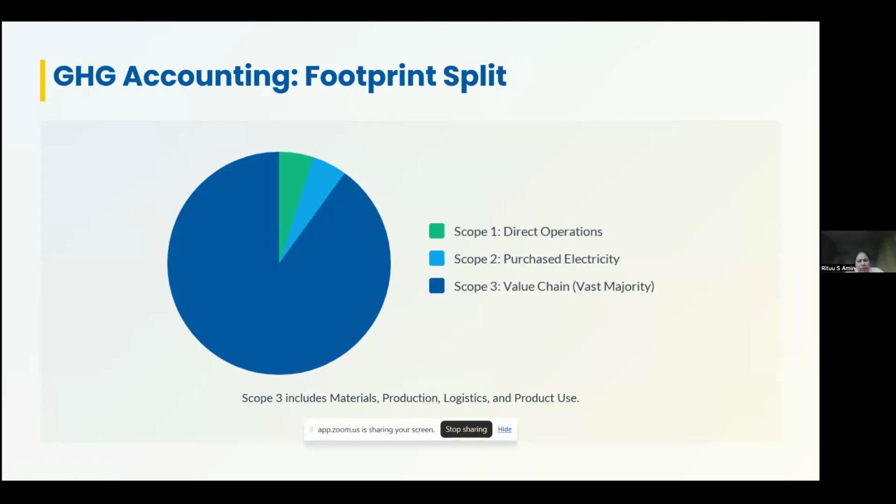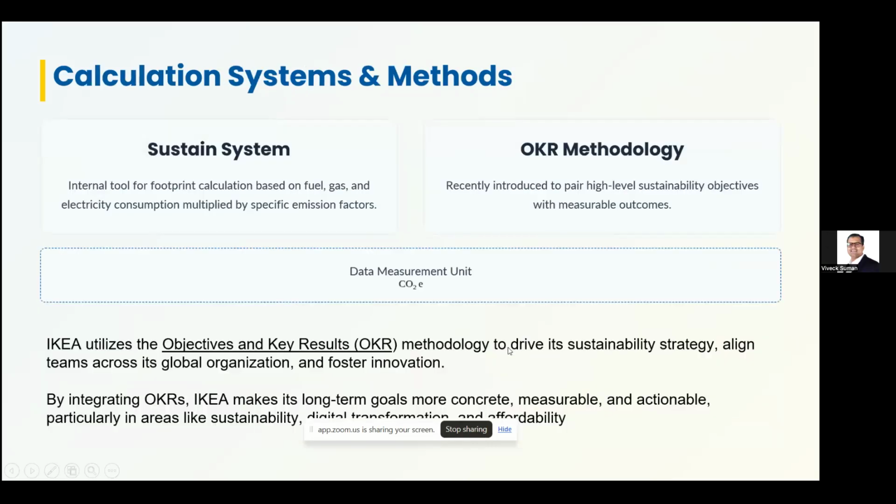Like I mentioned, they cover scope 1, 2, and 3. Scope 3 being of course the highest share, as we know, includes material, production, logistics, and product use. Because they are so focused on sustainability, they have an internal system which is developed, called Sustain. It is an internal tool for footprint calculation based on fuel, gas, and electricity consumption, multiplied by specific emission factors. This system is IKEA owned and developed by them.